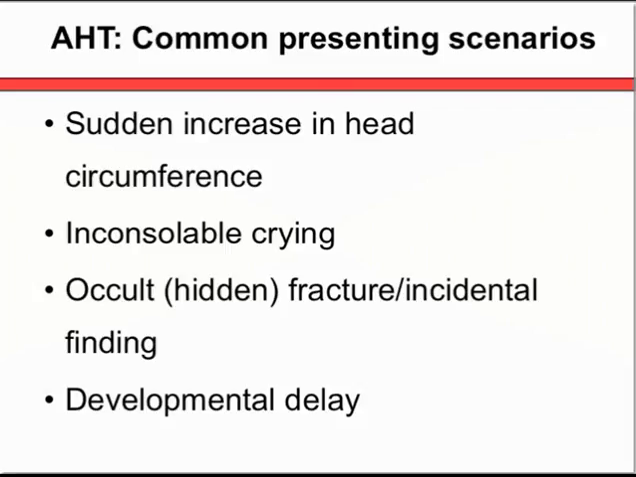Inconsolable crying is a very common presenting symptom of abusive head trauma, as is occult or hidden fracture or an incidental finding. For example, a child comes in for a cough and has a chest x-ray and rib fractures are identified. And then sometimes children who are victims of abusive head trauma don't present until they begin to have delayed milestones and other forms of developmental delay.